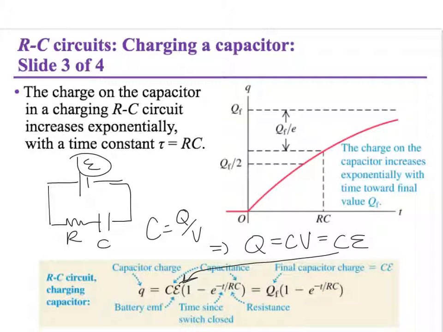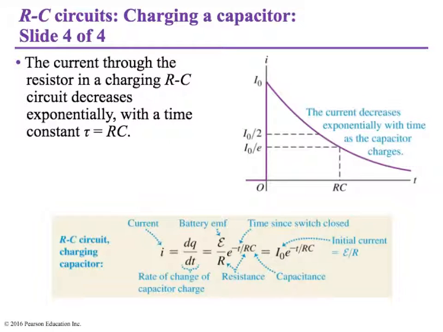This is the total charge. So this value right here is C times the EMF. And this expression right here is you're taking 1 and you're subtracting from it a number that gets smaller and smaller as time goes on. And so this value in parentheses gets closer and closer to 1. And so we're doing this asymptotic approach to the total value for the charge, and that's what the charge looks like as a function of time.